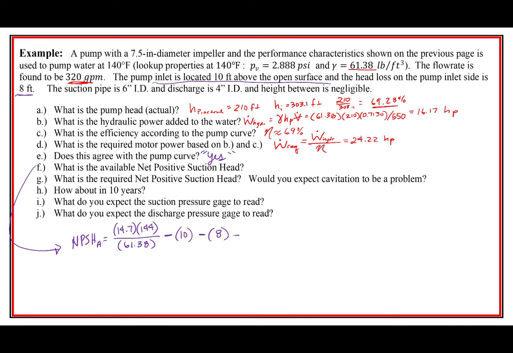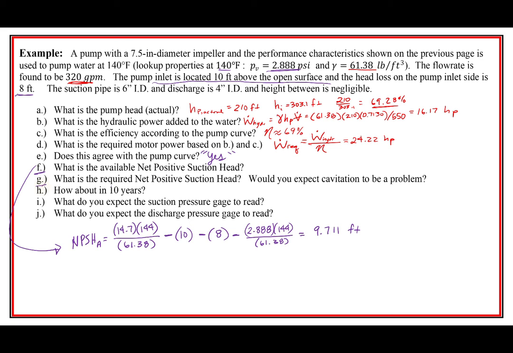And then lastly, subtract out the vapor pressure, which we've looked up already as 2.888. That's because it's a higher temperature, so it has a higher vapor pressure. Multiply it by 144 to get it in pounds per square foot, and then divide it by 61.38 to get it in terms of head. And we find that we have 9.711 feet. All right, so that's the answer to F.